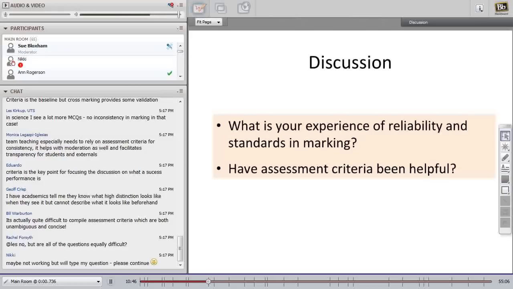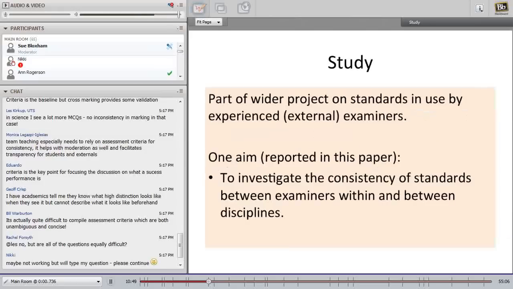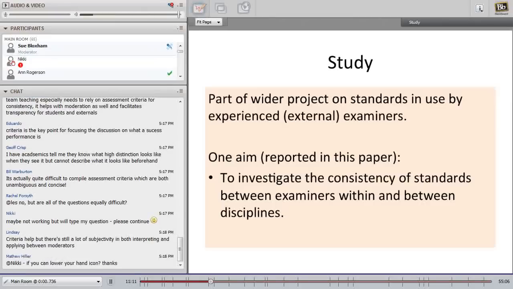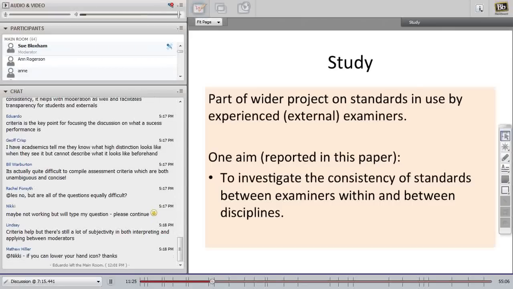Okay, I'll continue. So, what I'm going to talk about now is part of a wider study on standards as they're used by experienced assessors in higher education. These people's level of experience had enabled them to be appointed as an external examiner in the UK context, i.e. to go along and check the standards and comment on the standards of programs in another university. Now, some of this work I presented before, but this is a further analysis that comes from it. The one or two slides at the beginning, those who've seen it before might recognise. So we were interested to look at the consistency of standards between examiners and within and between disciplines. And we wanted to look at the roots of the similarities and differences in standards that were used in marking.